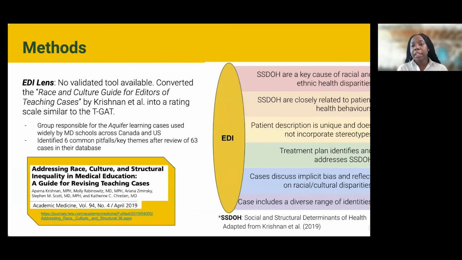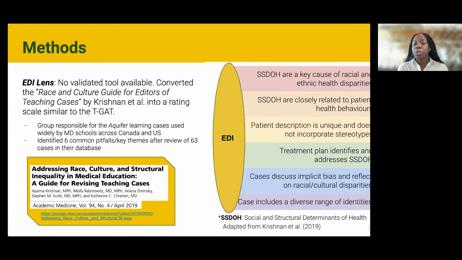And then with the EDI lens, the tool that we used highlighted some of the key factors that you see here on the right. That was something that Tom and I developed off the guide, so it is actually not a validated tool that is available at the moment. But some of the things that we're looking to see is if cases highlighted the key causes of racial and ethnic health disparities and how they interplay with social structural determinants of health.